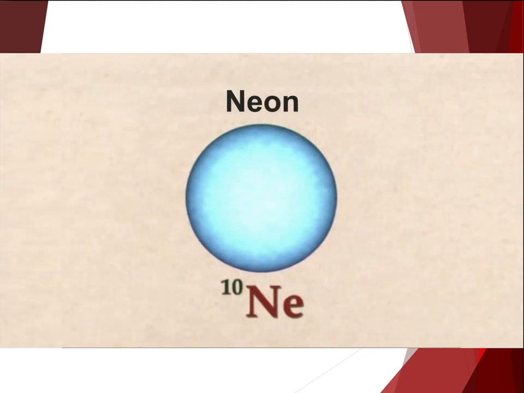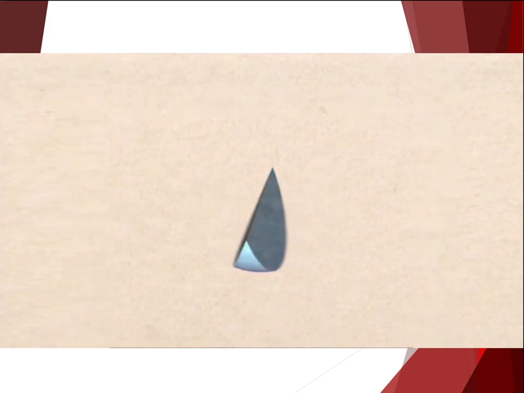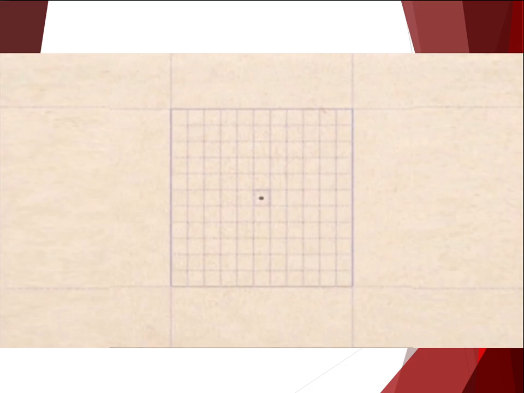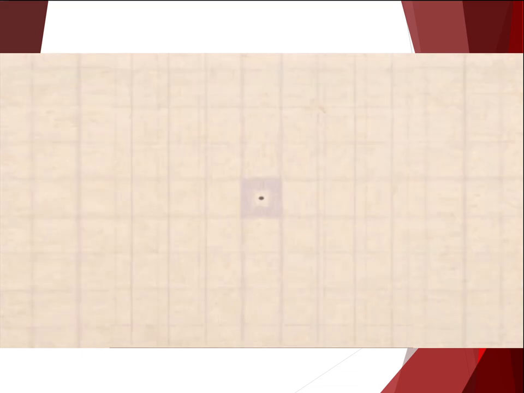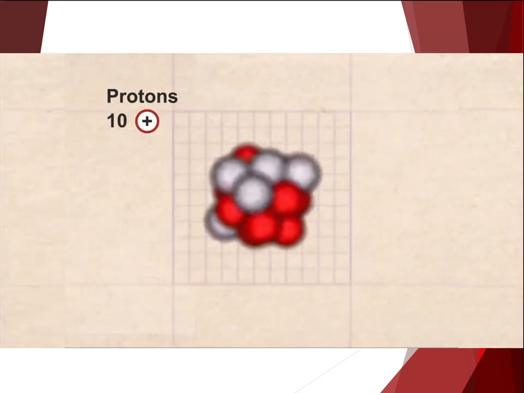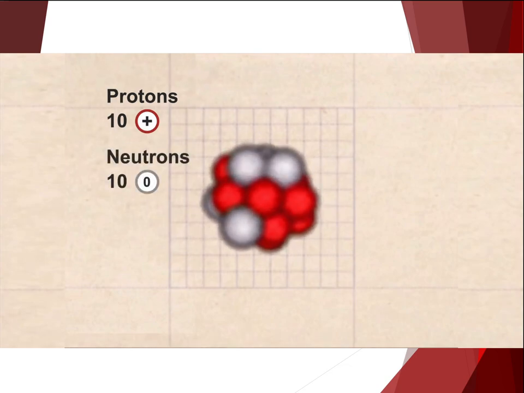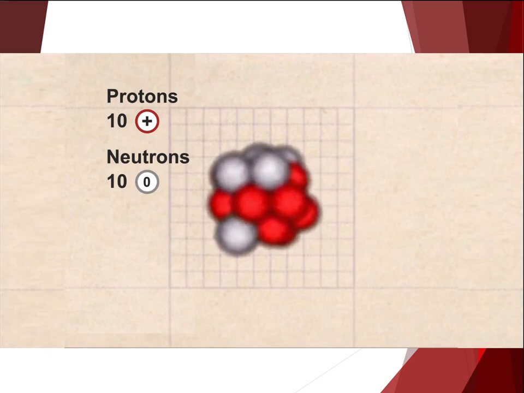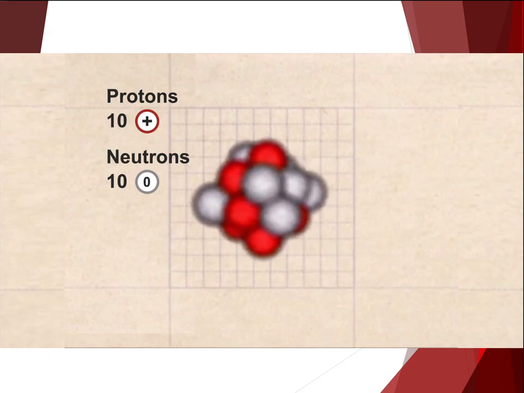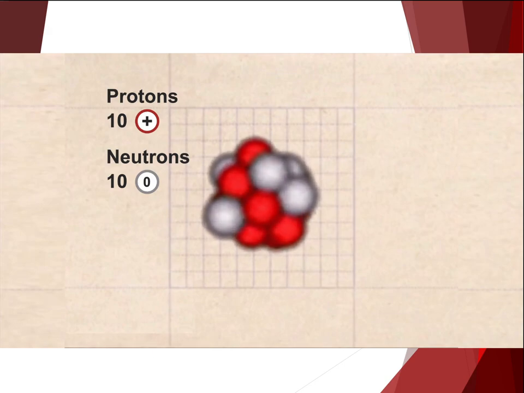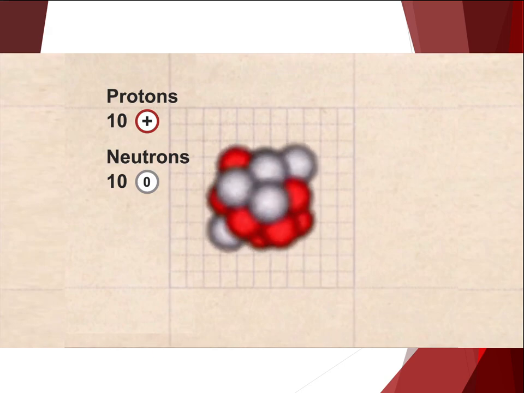Each atom of neon consists of a cloud of electrons surrounding a compact nucleus that contains almost all the atom's mass. In the most common form of neon, its nucleus has 10 positively charged protons plus 10 uncharged neutrons. Neon has 10 negatively charged electrons to balance its 10 protons.